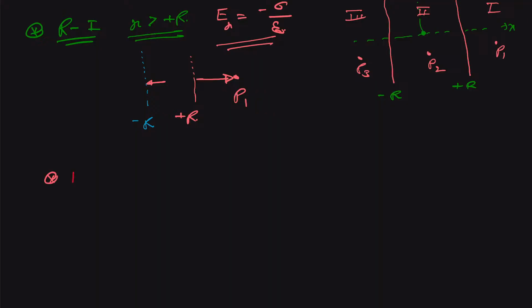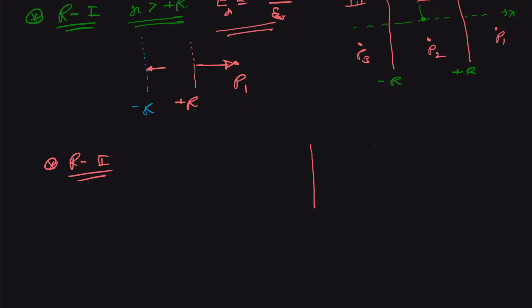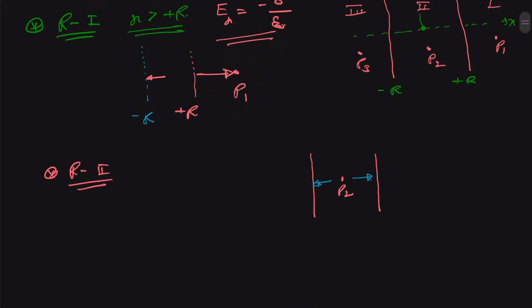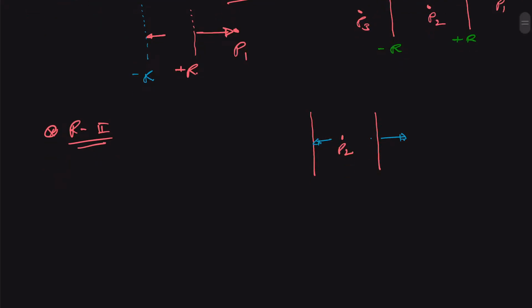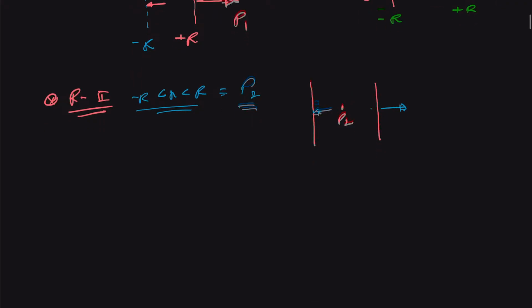Now we come to our region 2, that is point P2, and point P2 is somewhere here. So our electric field will be directed toward the sheet and away from the sheet. So therefore we get, when x is greater than minus r but less than plus r, so we are talking about point P2, and in this case we get that the value of electric field will be 0.